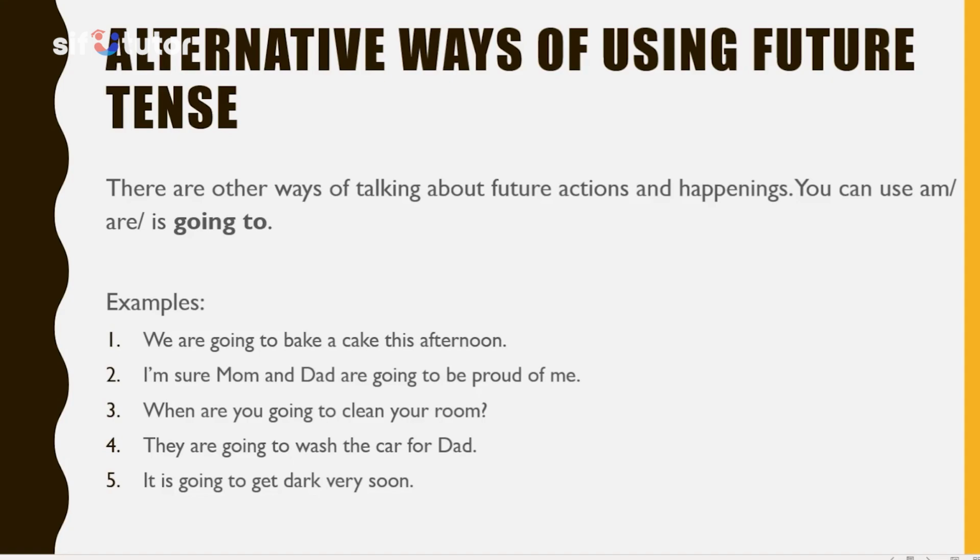Or maybe one of the examples that I gave here for sentence number 5. It is going to get very dark soon. Okay, or it is going to get dark very soon. Or maybe like in the second sentence, I'm sure mom and dad are going to be proud of me. So that also explains or denotes future actions, because you're saying that it is about to happen, it is going to happen.